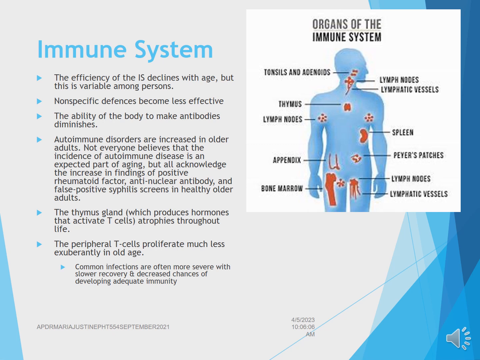The thymus gland, which produces hormones that activate T cells, atrophies throughout life. So the peripheral T cells proliferate much less exuberantly in old age, and the common infections are often more severe with slower recovery and decreased chances of developing adequate immunity. All these changes may actually increase the risk of premature mortality.